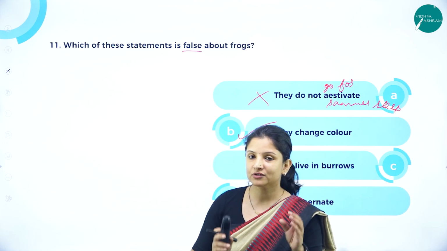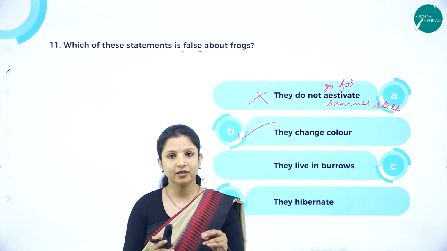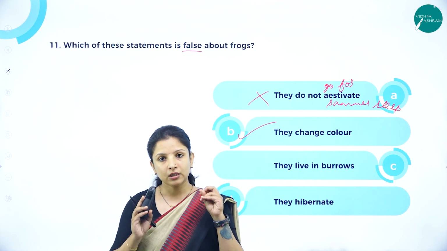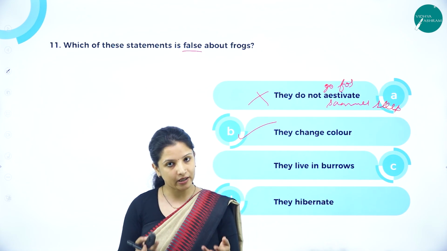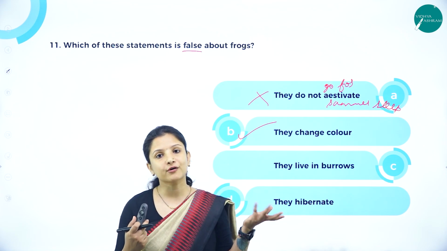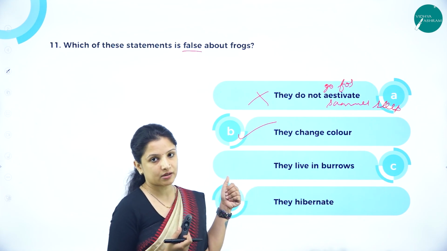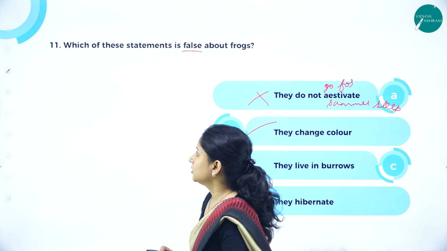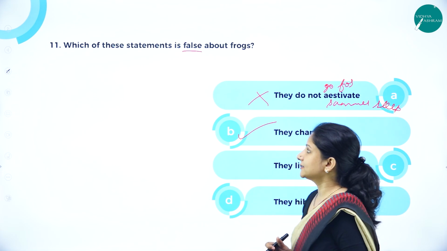So, don't get confused. Camouflaging is the capability of the frog to blend with the external environment. That doesn't mean that, like a chameleon, frogs can change their color, especially Rana tigrina, they do not change their color. So option B is the right answer here.